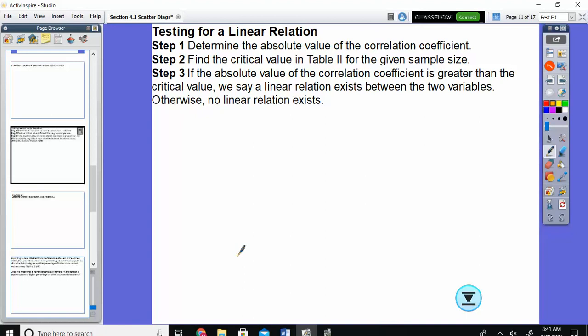So what was my N on this problem that we had? My N was 5. So if you look at your 5, your critical value is 0.878. So the absolute value has to be bigger than 0.878 for us to say it is linear. And we had negative 0.9456, and that is bigger than the 0.878. So it is linear.